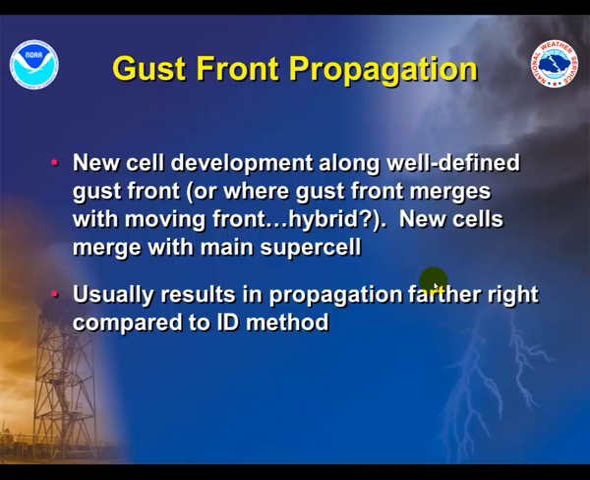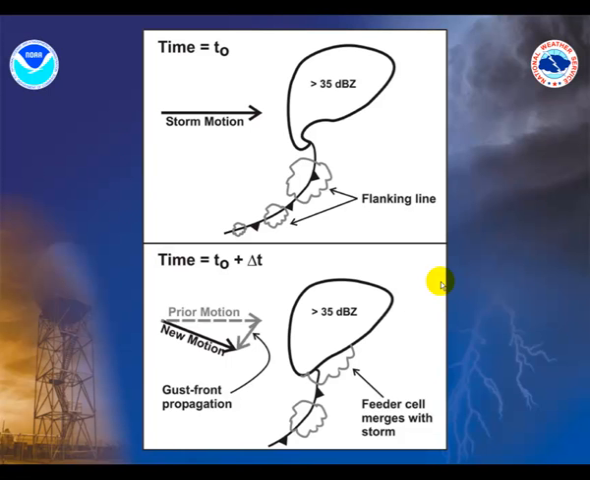Gust front propagation: we get new cell development along a well-defined gust front, or where the gust front merges with the moving front, which is really a hybrid of two different types of propagation. And the new cells merge with the main supercell. This usually results in a propagation farther right compared to the ID method, and a lot of times slower.